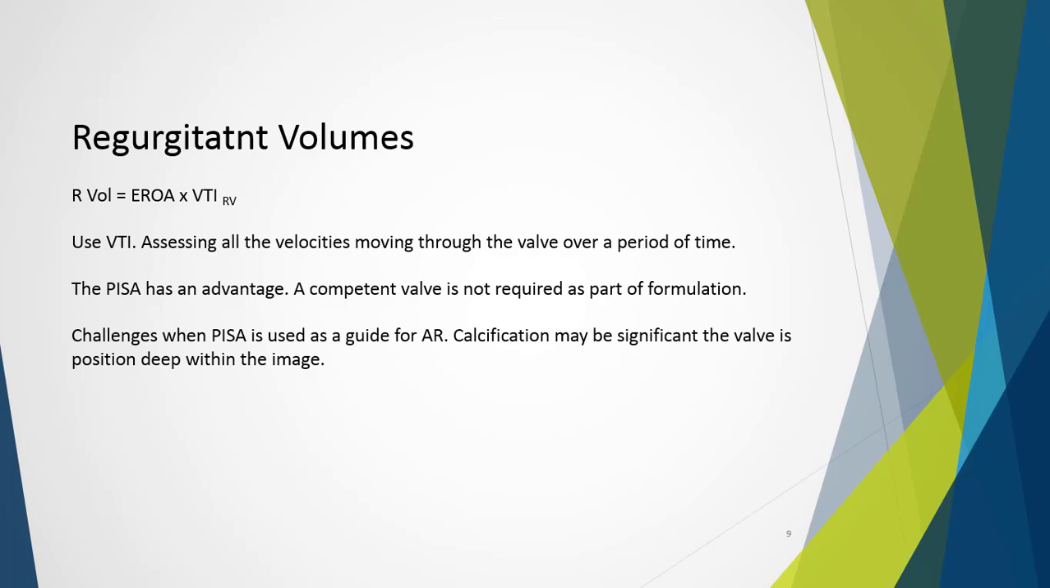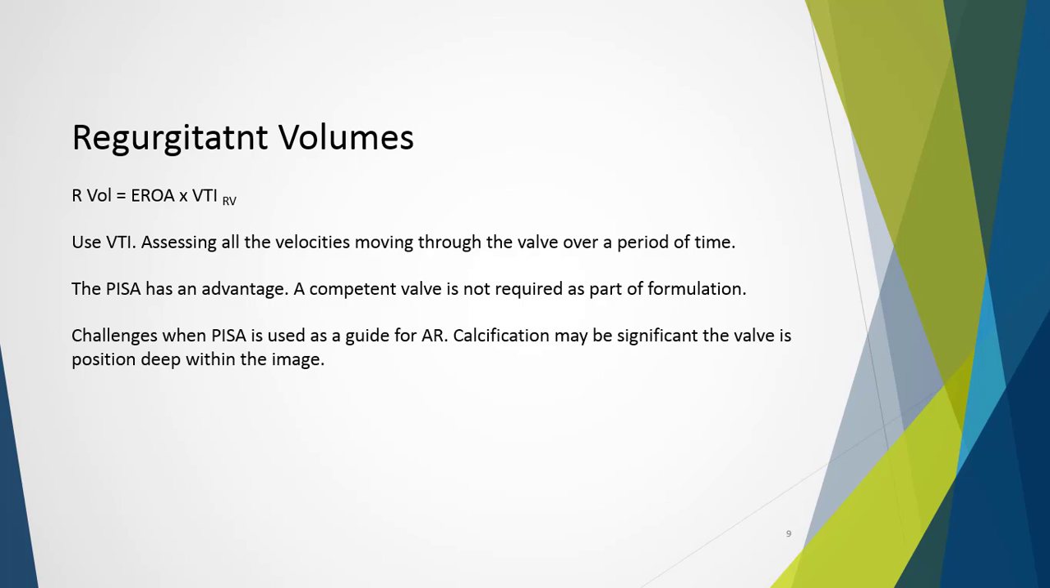In the case of stroke volume calculation for mitral regurgitation, typically the RVOT is used, with the sample volume placed to obtain a normal stroke volume, but this can't be used when there's pulmonary regurgitation. So PISA does not have this limitation. We're not assessing a secondary valve that needs to be competent.